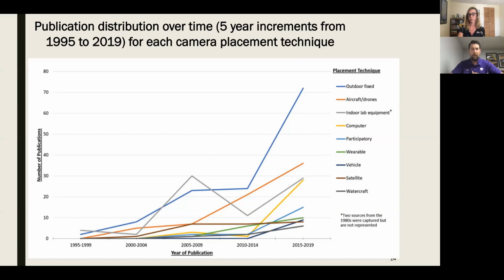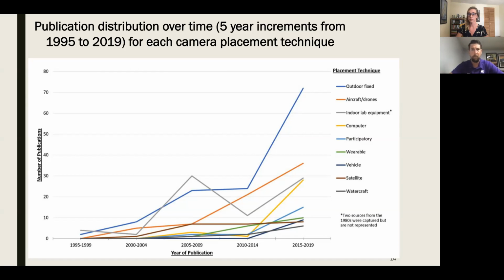So of the papers that we looked at, 92% of them had some sort of mention about where that camera was placed. This is across all disciplines right now. And as you can see, and perhaps not surprisingly, the number 1 was outdoor fixed. So this is what we probably think of most of the time when we think of cameras and using them for data collection. And the second most was aircrafts and drones.